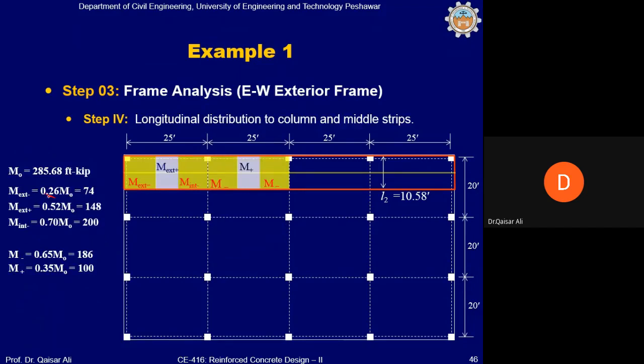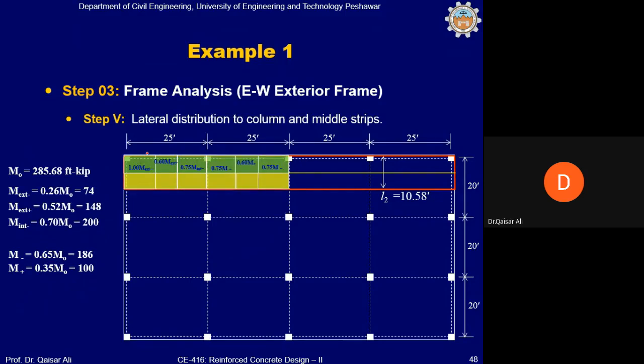Longitudinal distribution is with these coefficients 0.26, 0.52, and 0.7, and then we have lateral distribution. Lateral distribution is such that the exterior column strip takes 100% of this bending moment, 74, then 0.6 of 148, 0.75 of 200, 0.75 of 186, 0.6 of this 100. The remaining will be given to the middle strip. So 74 minus 74 is 0, 148 minus 89 is 59, 200 minus 150 is 50, 186 minus 140 is 46, and 100 minus 60 is 40. These middle strip bending moments are calculated.